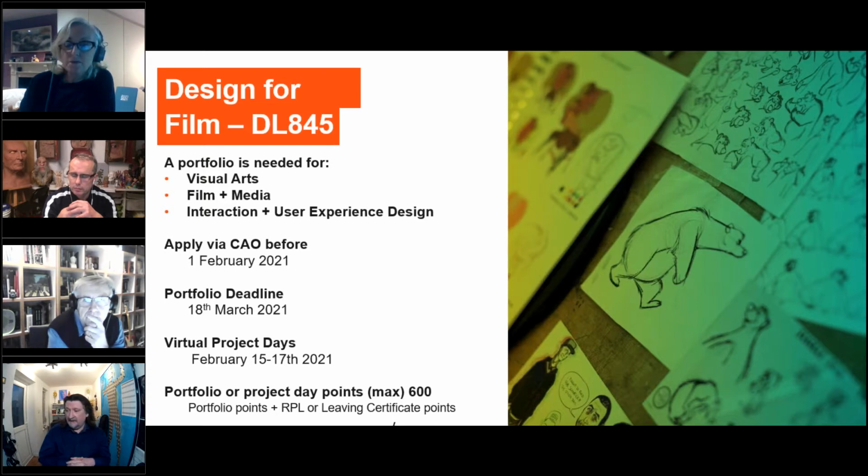All the dates can be found on the IADT website, and you can get them afterwards as a PDF as well. So Design for Film is a brand new program. It's a 4-year honours degree program, and you are going to need a portfolio to apply to it. Application is via the CAO before the 1st of February 2021. Portfolio deadline following that is the 18th of March, and we will come back to the portfolios later.